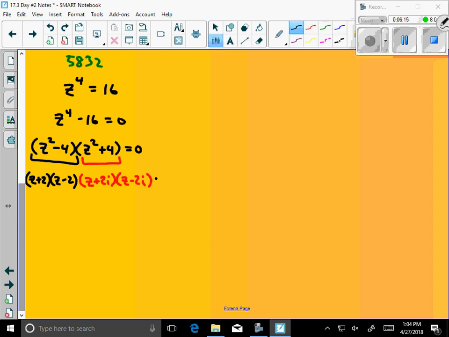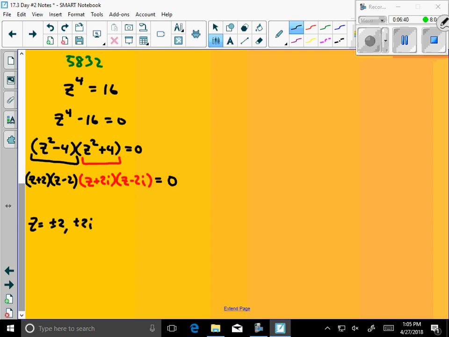Why are there i's? Because if I solve that for 0, that'd be z squared equals negative 2. Take the square root of negative 2, what do you get? You get plus or minus 2i, right? Okay, so what are our four roots? I get plus or minus 2 and plus or minus 2i.